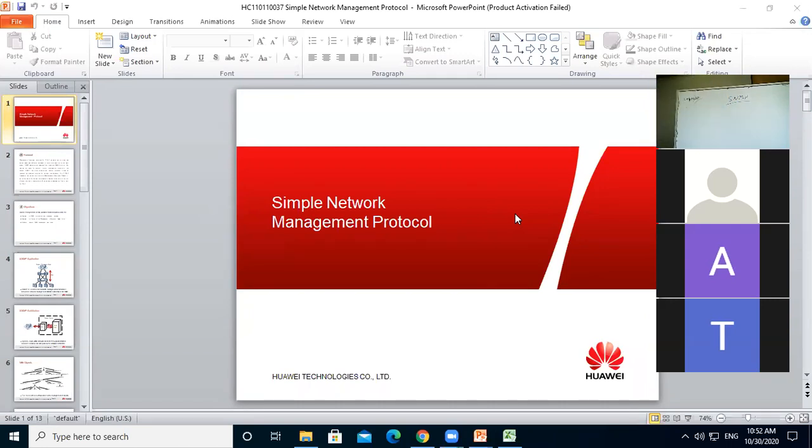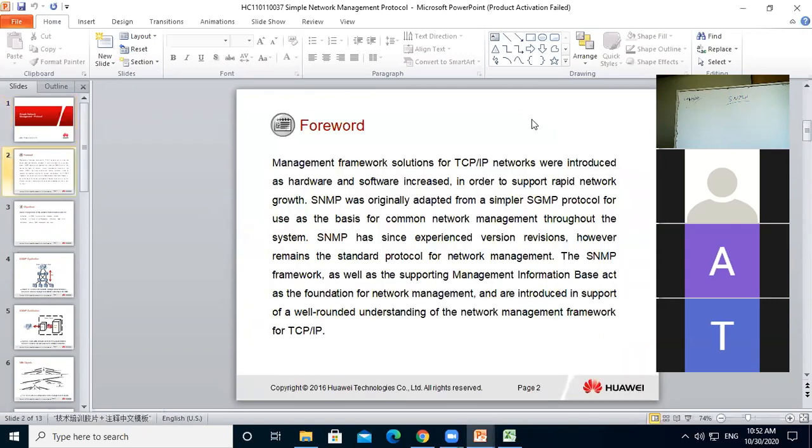So the major question is why we are using the SNMP protocol. SNMP is basically used to monitor the network and detect network faults, and sometimes even to configure devices remotely. Whenever we are talking about remote logging, we are talking about the SNMP protocol.